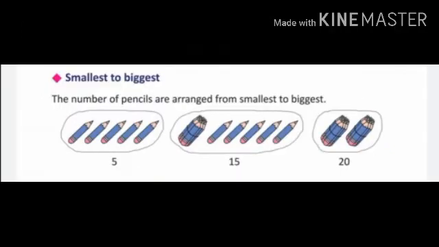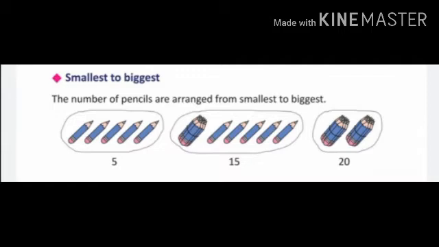Very good. Now we will see how this concept is applied in numbers. Okay, my dear? Come on, let's see. Smallest to biggest. What is the title? Smallest to biggest. Here we can use ascending order. What is ascending order? Ascending order starts from the smallest number to the biggest number. Okay, that concept is also used here.